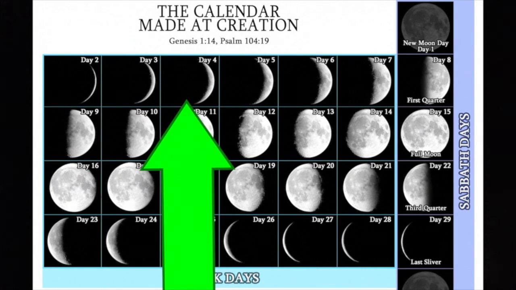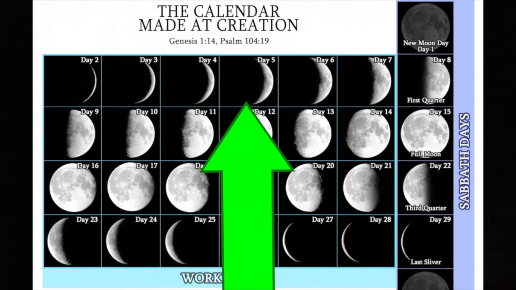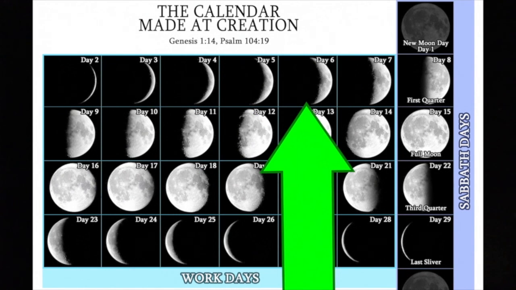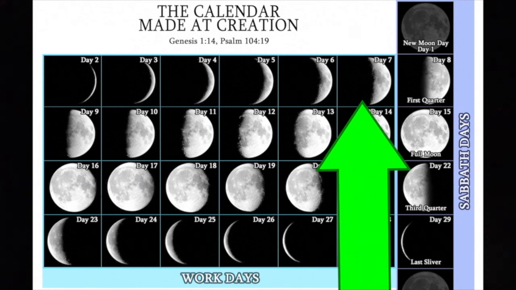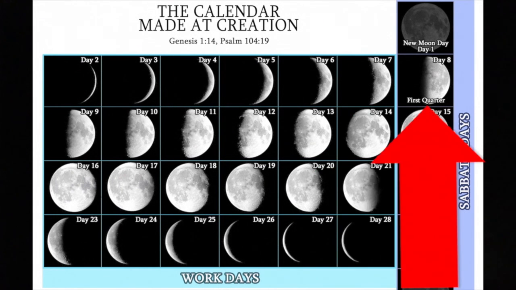The third work day of the week. The fourth work day of the week. The fifth work day of the week. The sixth work day of the week. And then the seventh day, the next day, because the moon will come out the night before to alert you, to let you know that the next day is the Sabbath day. So whenever you see the moon 50% full, you know that the next day is the first Sabbath of the month. When the moon is 50% full, the first quarter moon, that's the first Sabbath of the month.